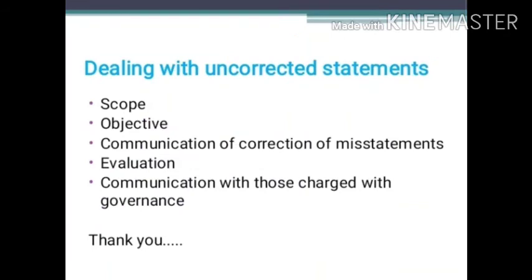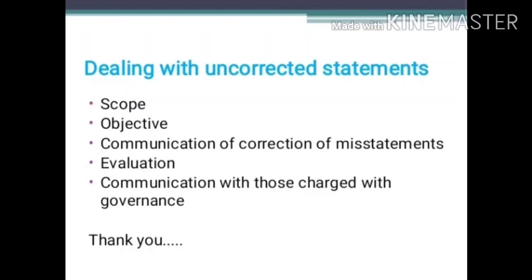The last topic is dealing with uncorrected statements. If any error is found but still it is not corrected, that is an uncorrected statement. The auditor's responsibility is to evaluate the effect of identified misstatements on the audit and of uncorrected misstatements, if any, on the financial statement. That has to be dealt with in the financial reporting.